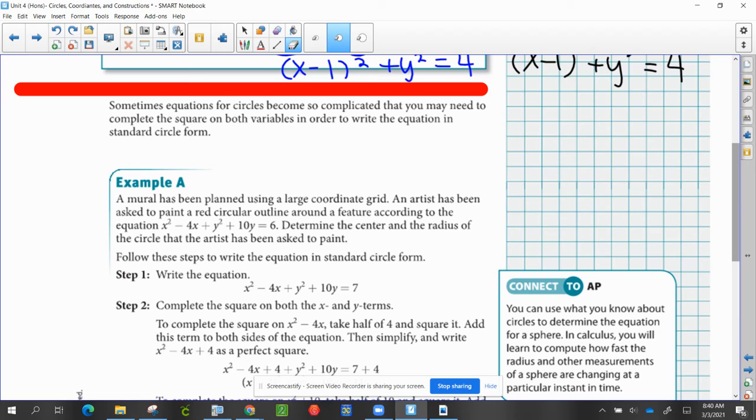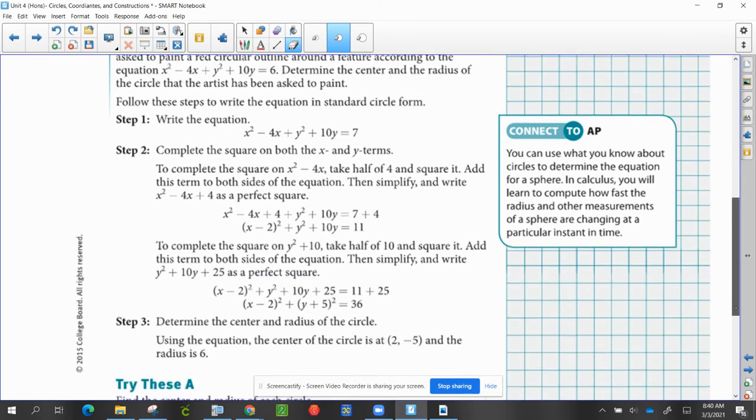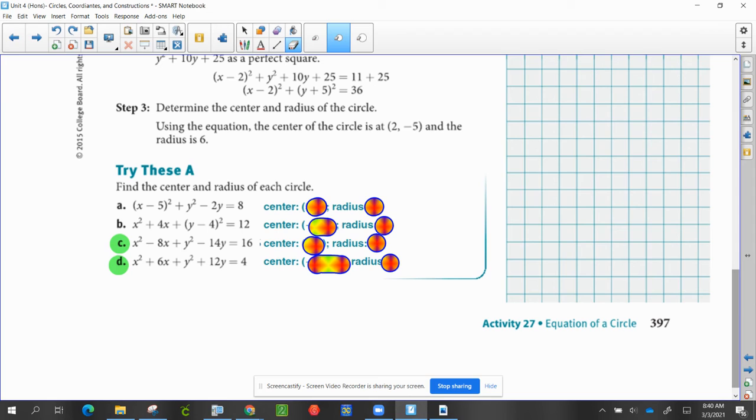Now this just says sometimes equations for circles become so complicated that you need to complete the square for both variables. Okay. So what I'm going to do is go over C and D, because you can see in both of those problems you have an x squared and an x, and then a y squared and a y. So we're going to have to complete the square twice for both parts. Okay. So let me go through it with you guys. I'll do one of them, and I'm going to have you guys try the second one.